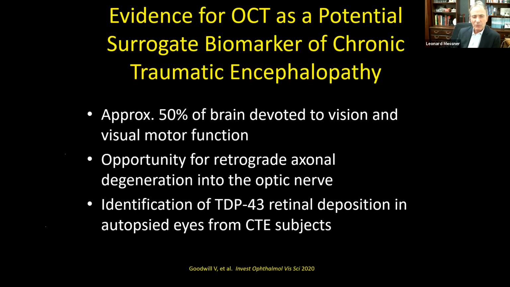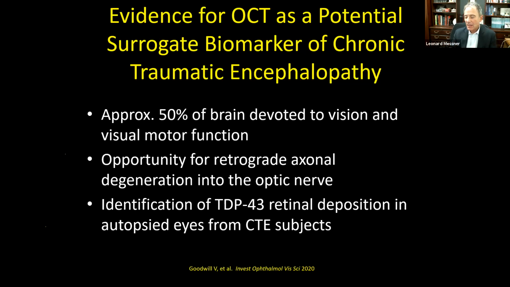As I indicated to you before, with multiple sclerosis, with Alzheimer's dementia, with Parkinson's disease, you can have primary axonal degeneration within the brain that can lead to retrograde degeneration into the retina as well as within the optic nerve. That puts us in this unique setting of potentially being able to identify structural and functional changes within the eye. And then finally, there is evidence to suggest with CTE that there is a deposition of tau within the retina.